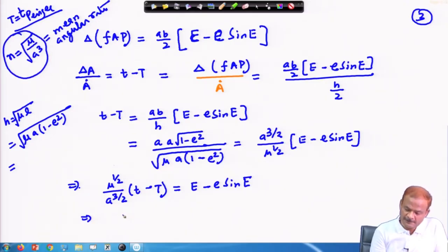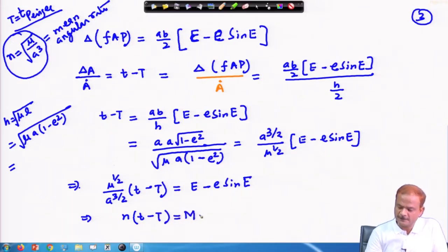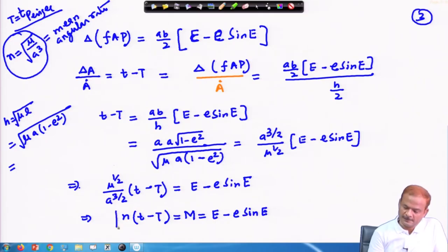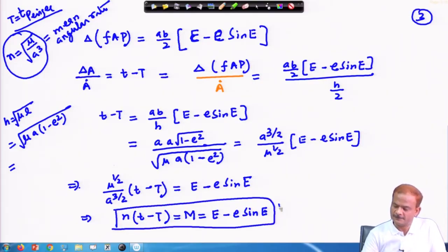So, we write this part as n times t minus t naught, and this quantity we write as the mean anomaly, which is just a mathematical quantity, with no physical representation, unlike eccentric anomaly and true anomaly. So, this is your Kepler's equation using the graphical method.